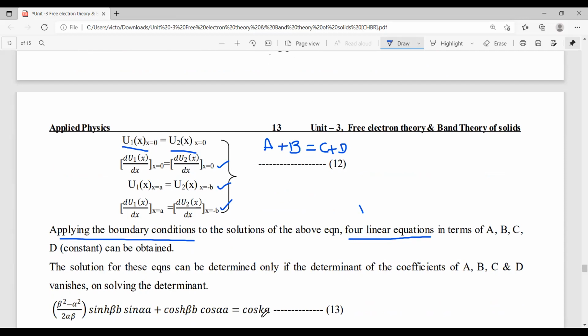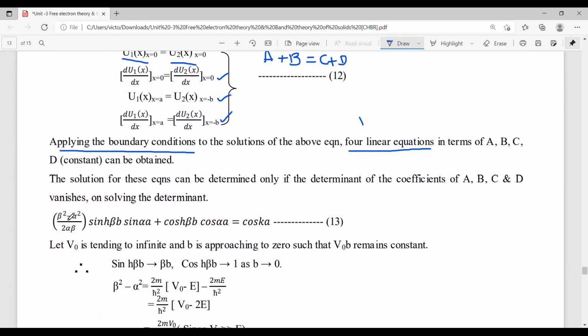We get the final expression as (beta square minus alpha square) divided by 2 alpha beta times sinh beta b sin alpha a plus cosh beta b cos alpha a equal to cos k. This is the final equation. But still we have to calculate it.